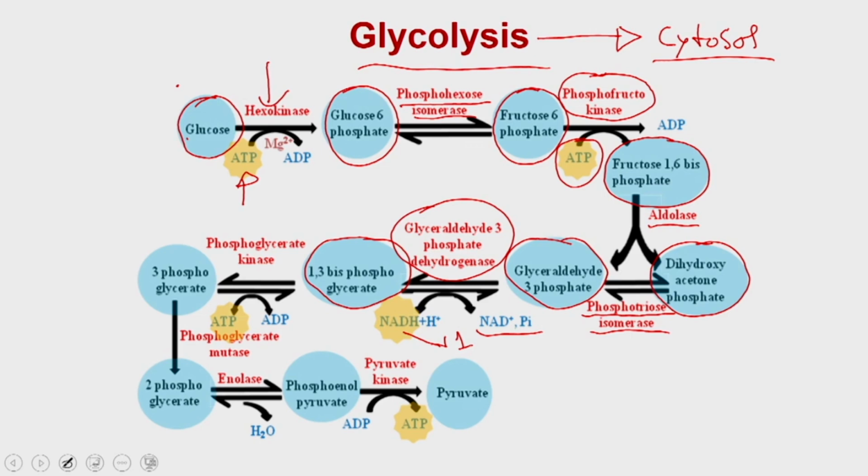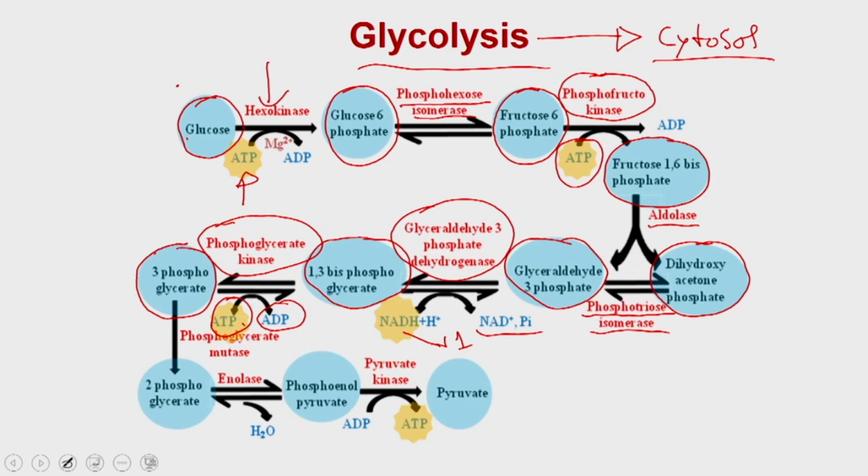Then 1,3-bisphosphoglycerate is being converted into 3-phosphoglycerate, and the enzyme name is phosphoglycerate kinase. This means you are removing one phosphate molecule from this compound, and this phosphate molecule is being received by ADP to generate ATP. Since you are generating 2 molecules of glyceraldehyde 3 phosphate, you are going to generate 2 molecules of ATP.